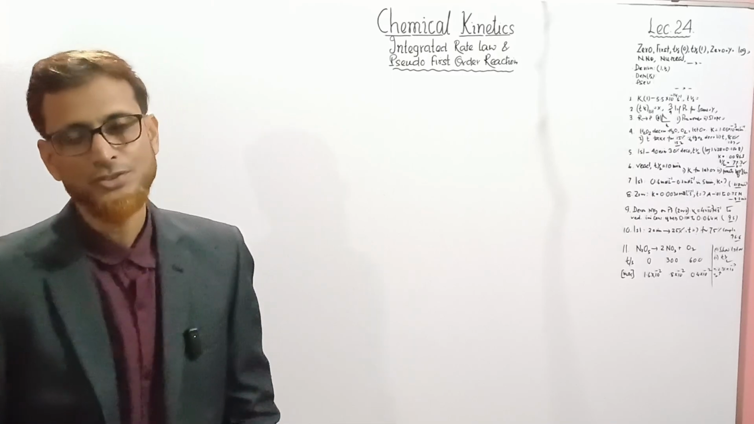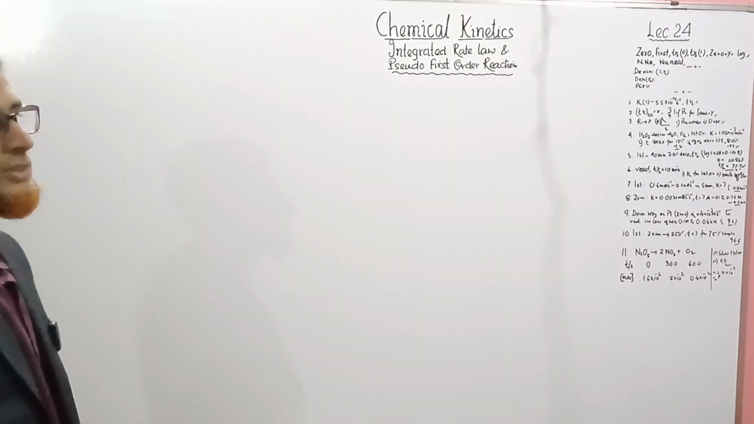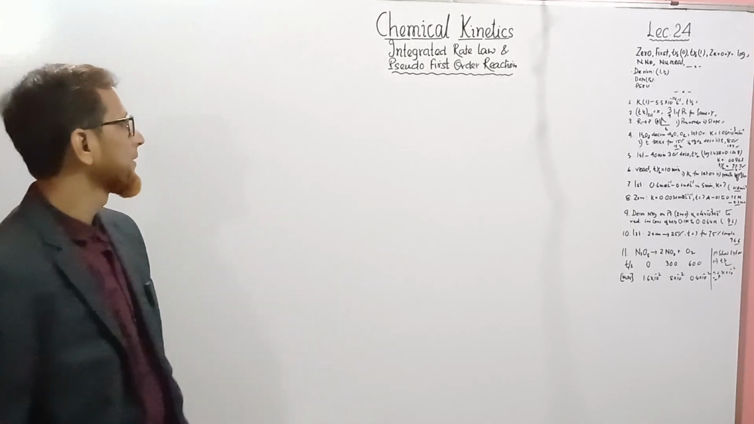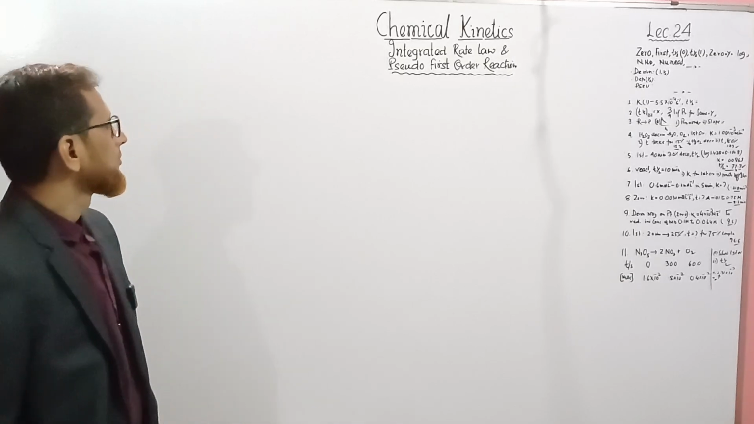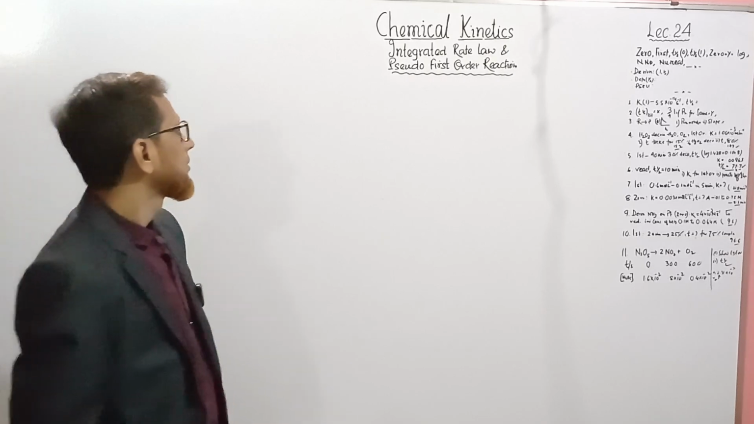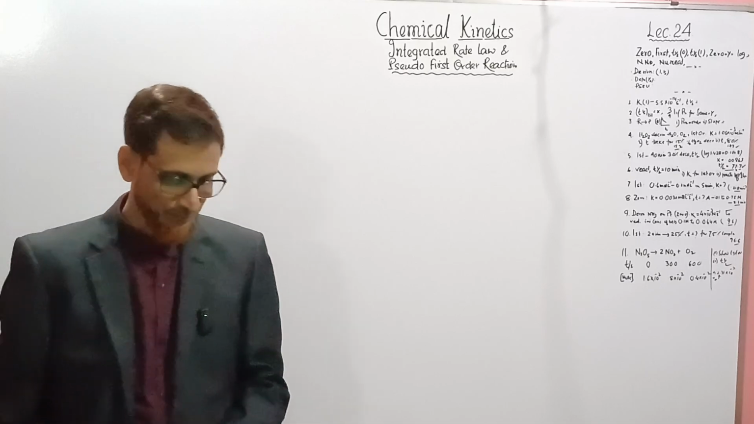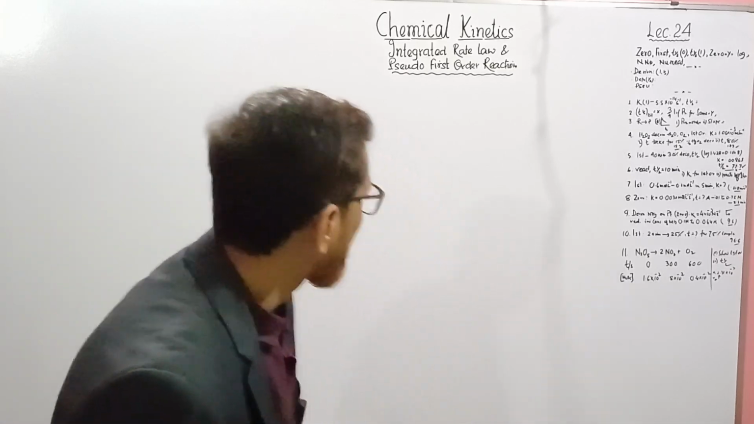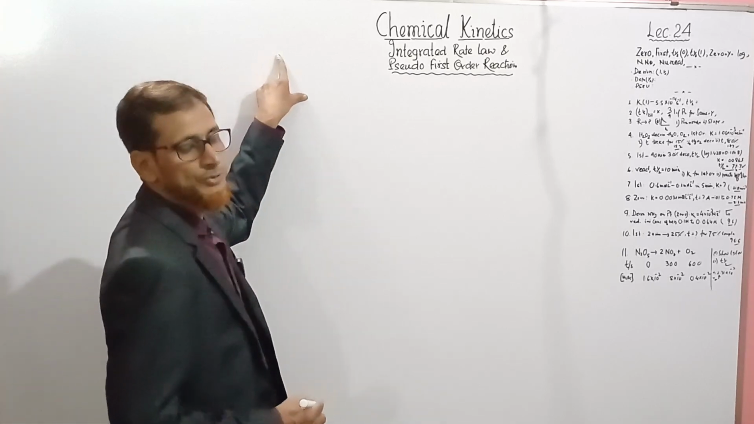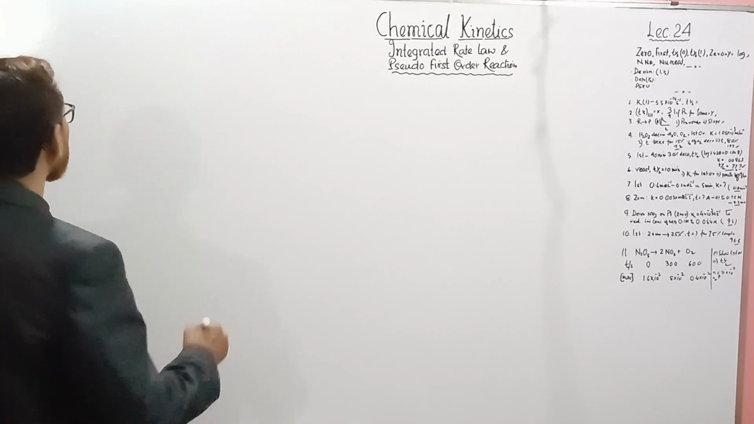Welcome to chemistry classes. Today's class is again on chemical kinetics, and it is lecture number 24, in continuation of class number 23. It is a chapter in higher secondary second year, and the subtopic is integrated rate law and pseudo first order reaction. Before starting the class, let me give a few tips or important points to be noted at the very beginning.